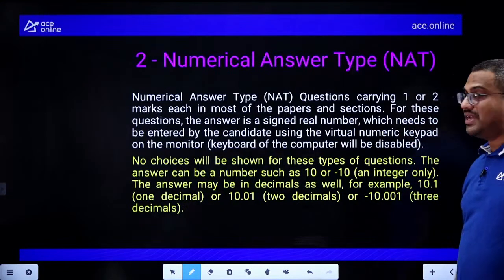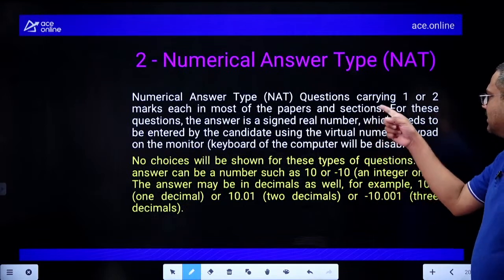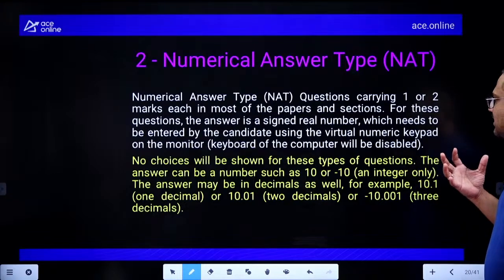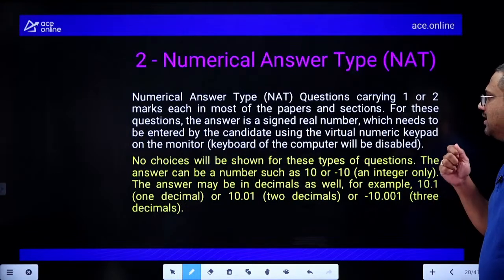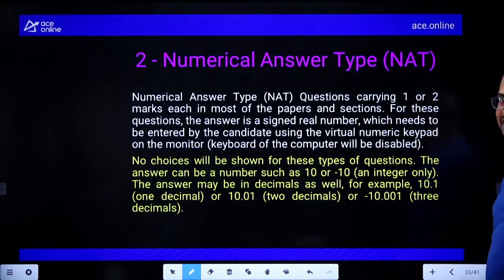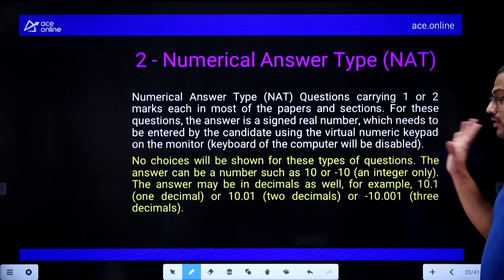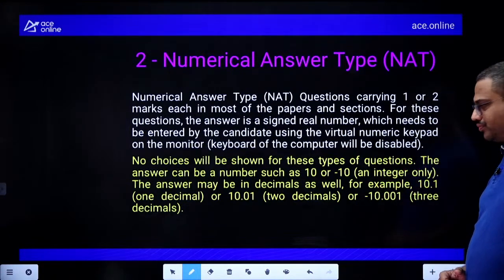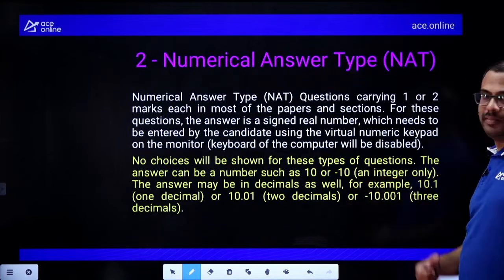NAT, it is called numerical answer type. Numerical answer type questions carry 1 or 2 marks in most of the papers and sections. For those questions, the answer is a signed real number, which needs to be entered by the candidate using a virtual numeric keypad. Virtual calculator is there now in GATE, and the keyboard of the computer will be disabled. Okay, sir. Here he will mention the range. Up to 2 decimal places, up to 3 decimal places.